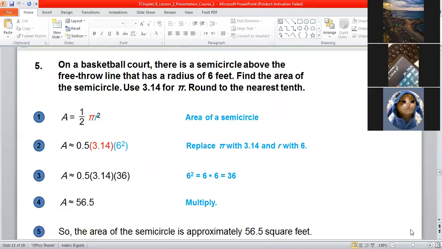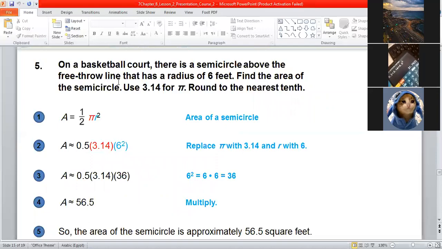Read, Muhammad, please. On a basketball court, there is a semicircle above the free throw line that has a radius of 6 feet. Find the area of the semicircle. Use 3.14 for pi. Round to the nearest tenth. We have the basketball court. There is a semicircle above the free throw line. Do you know this region from the basketball? We throw the free throw from this region. So the radius of this one is 6 feet.